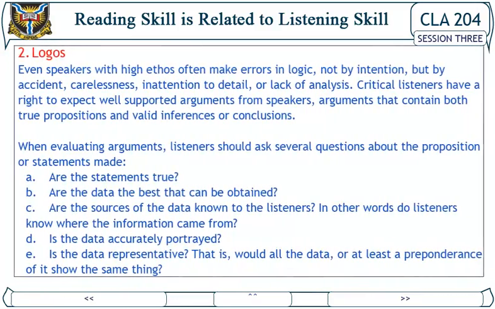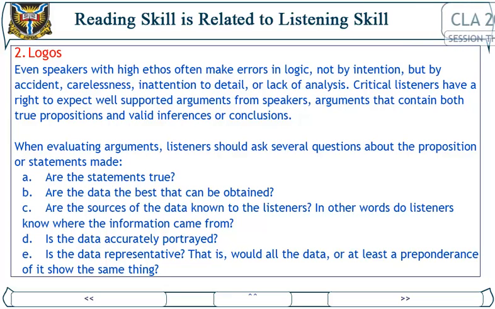2. Logos. Even speakers with high ethos often make errors in logic, not by intention, but by accident, carelessness, inattention to details, or lack of analysis. Critical listeners have a right to expect well-supported arguments from speakers, arguments that contain both true propositions and valid inferences or conclusions. When evaluating arguments, listeners should ask several questions about the proposition or statement made.